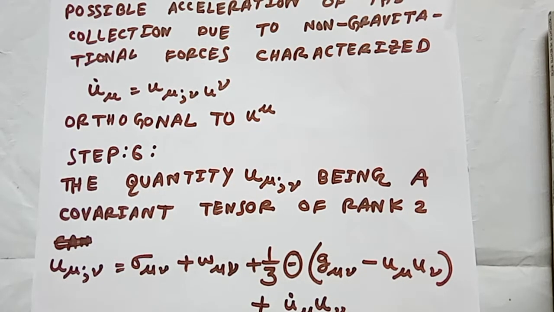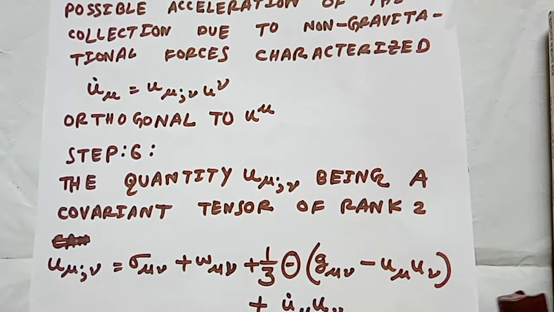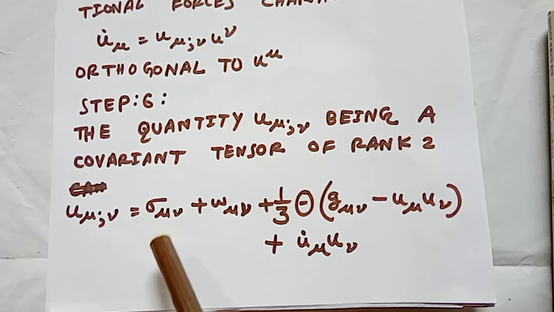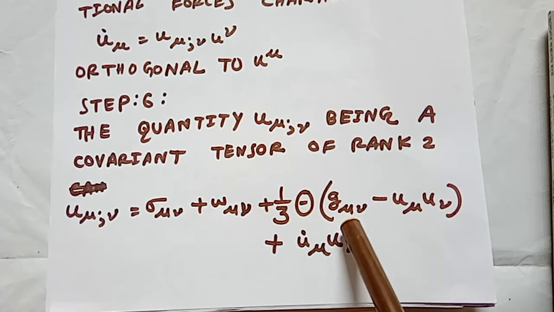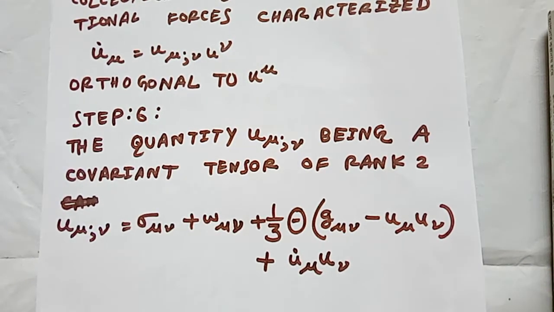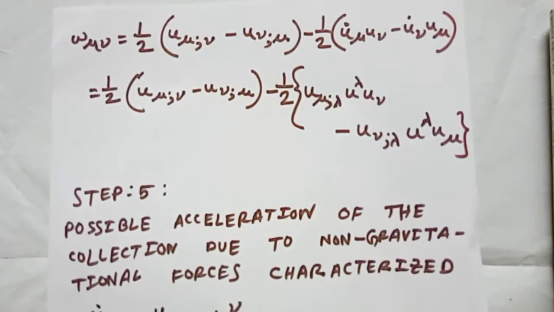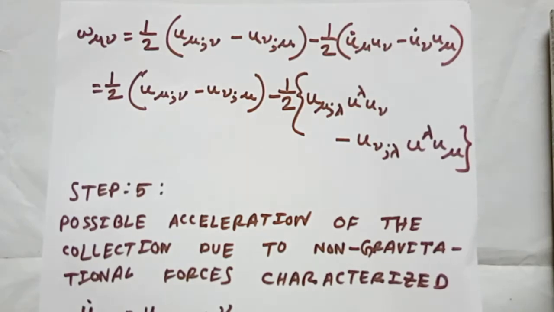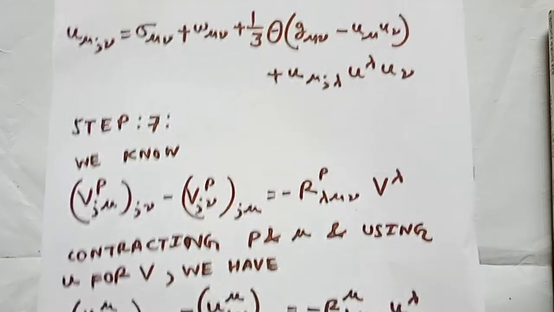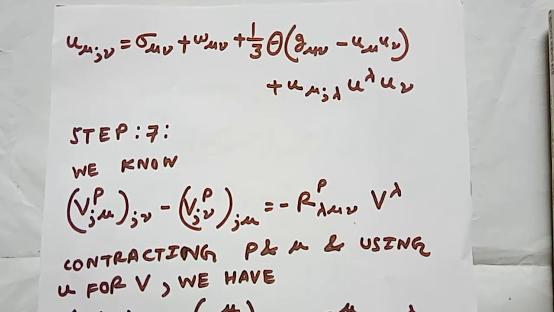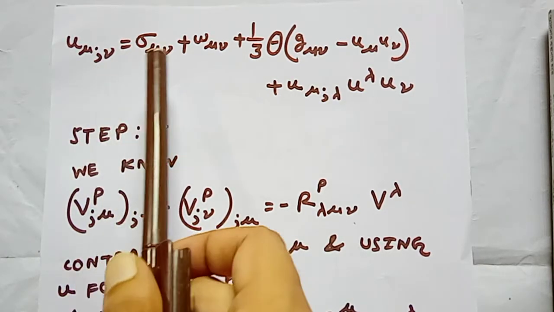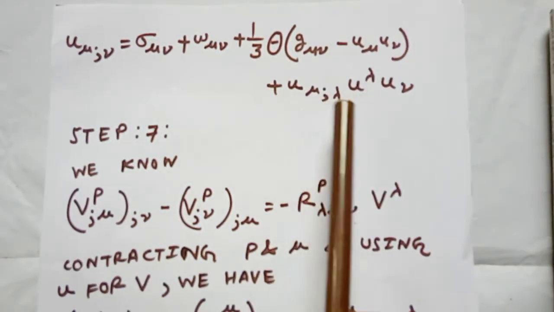Now step 6, the quantity u covariant derivative of u mu, being a covariant tensor of rank 2, can be resolved as covariant derivative of nu u mu, sigma mu nu, omega mu nu, minus 1 power 3 capital theta g mu nu minus u mu u nu, u dot mu u nu. The above relation is a little involved. Usually one can resolve a tensor of rank 2 into symmetric and antisymmetric parts. U mu nu, sigma mu nu, omega mu nu, 1 power 3 theta g mu nu u mu u nu, u mu lambda u lambda u nu.